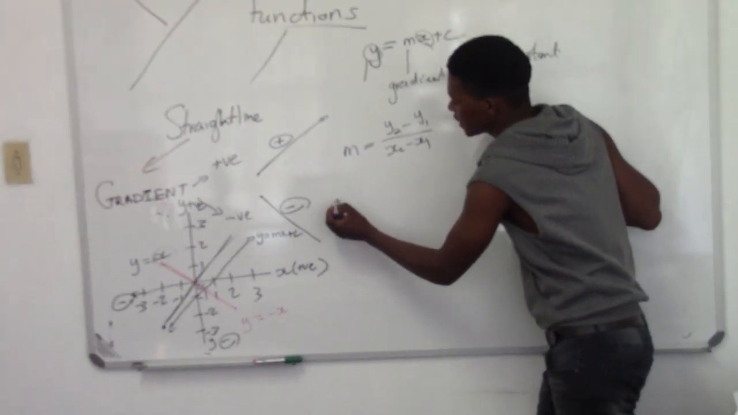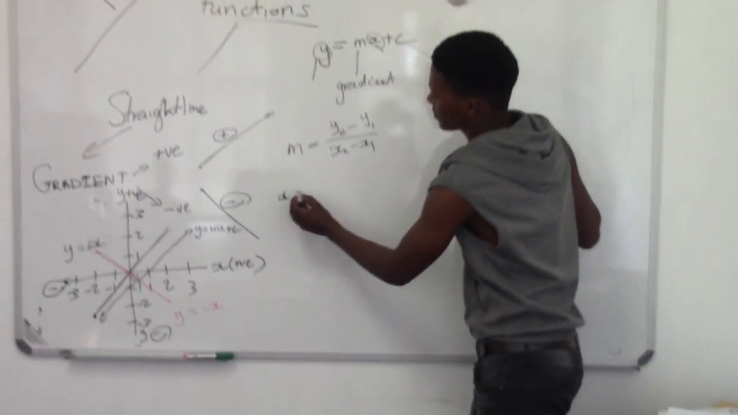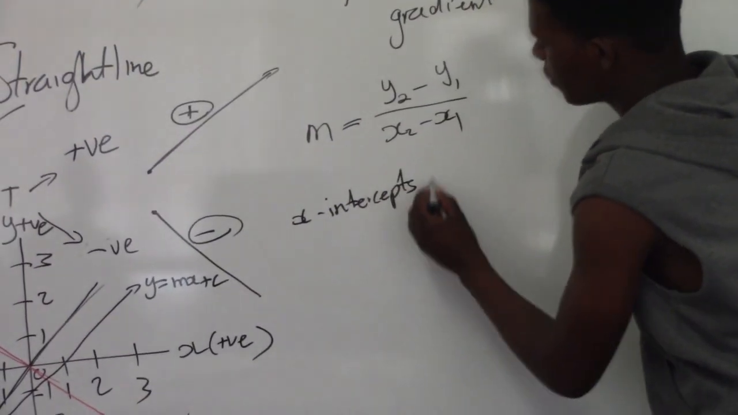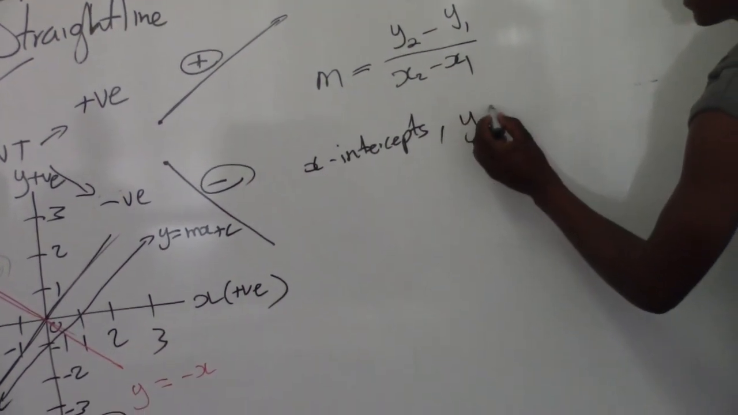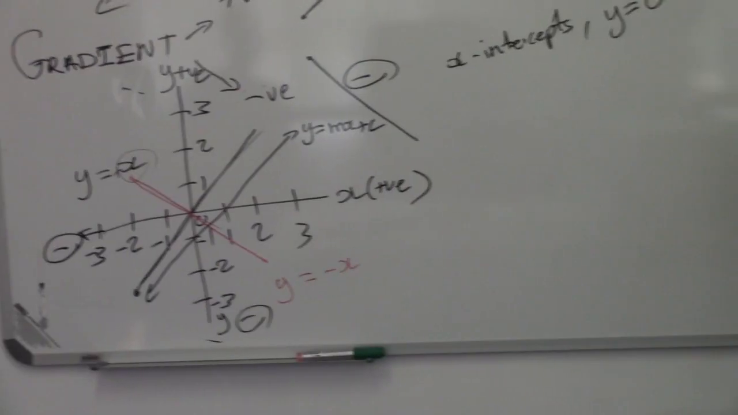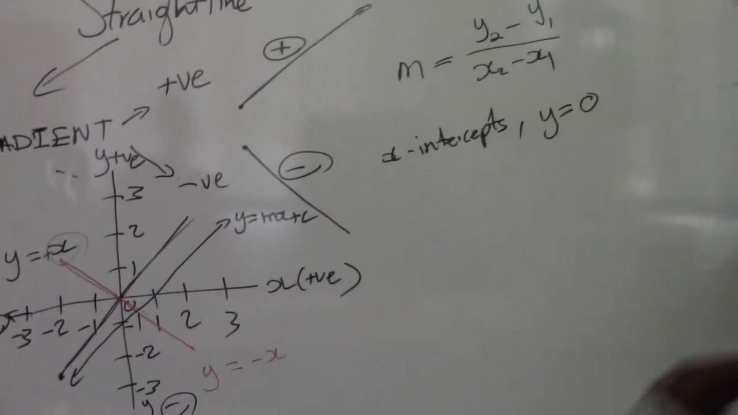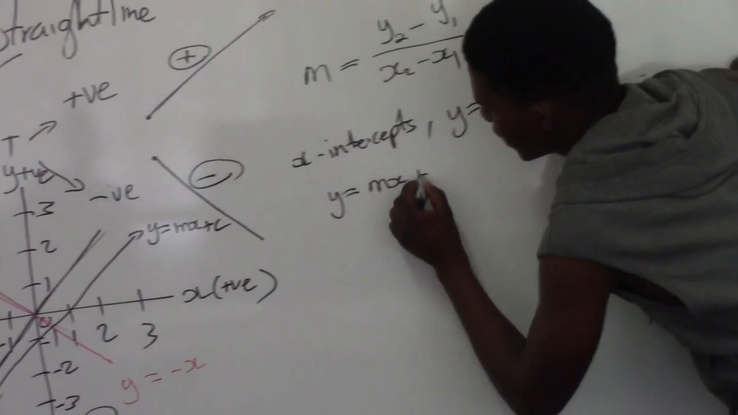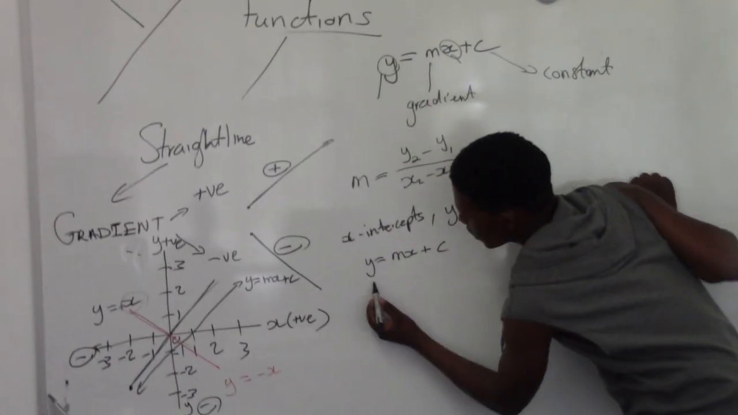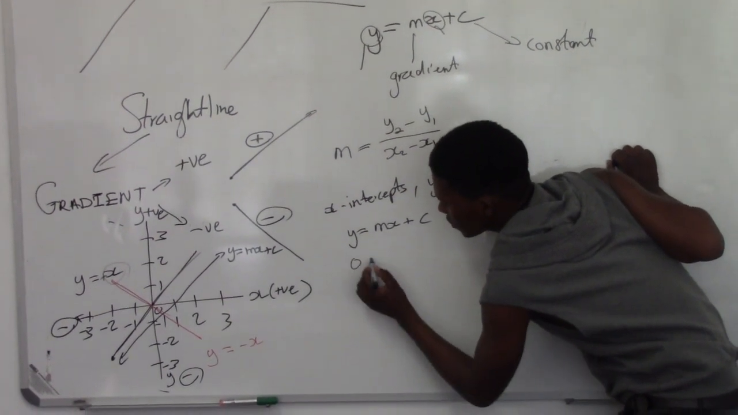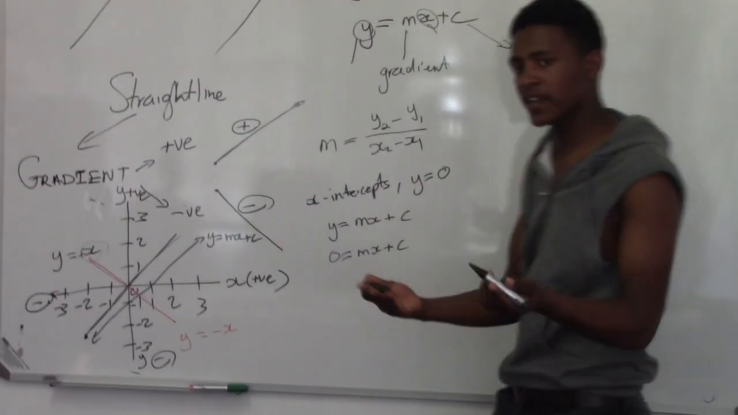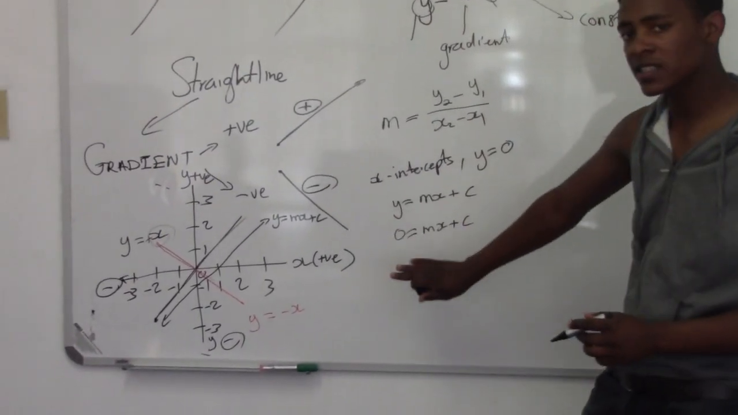So if I want my x-intercept, I will have to make my y to be equal to 0. In this case, I will have y is equal to mx plus c, which is, my y will be equal to 0, so 0 equals to mx plus c. Then you solve for x. I'm just giving you the basics.